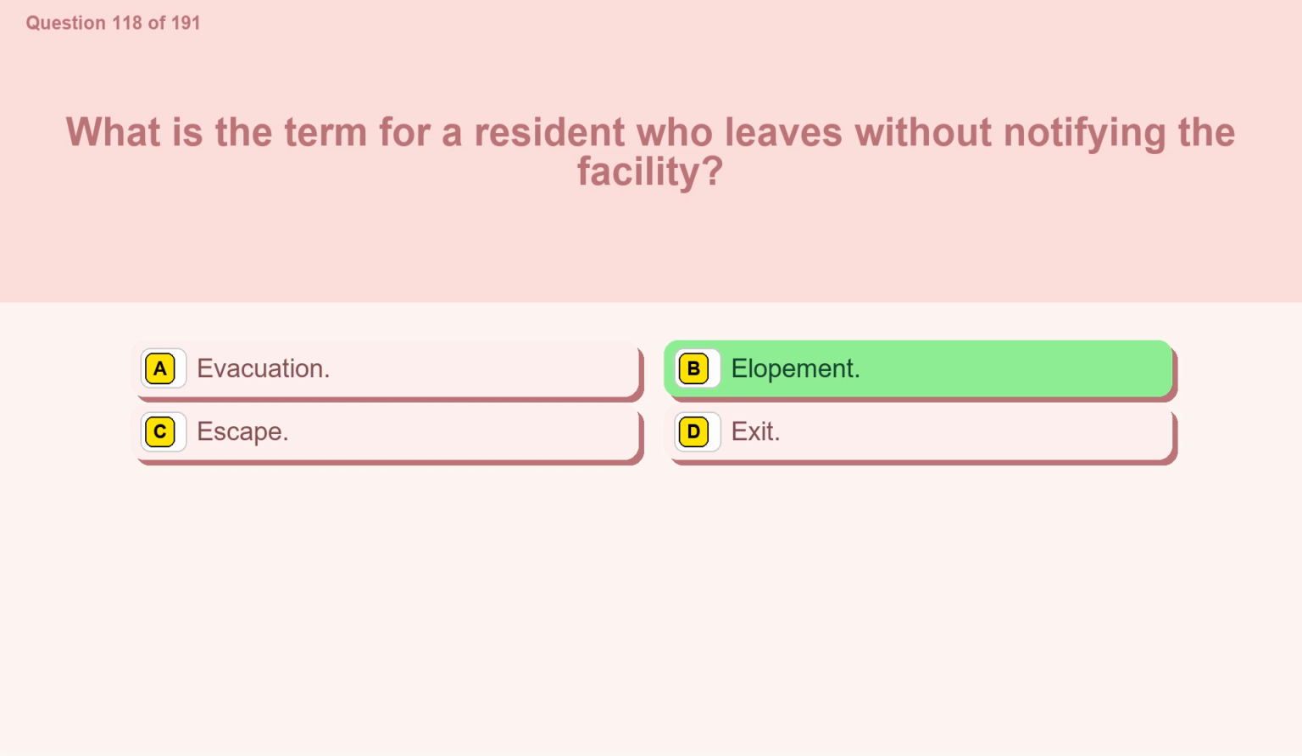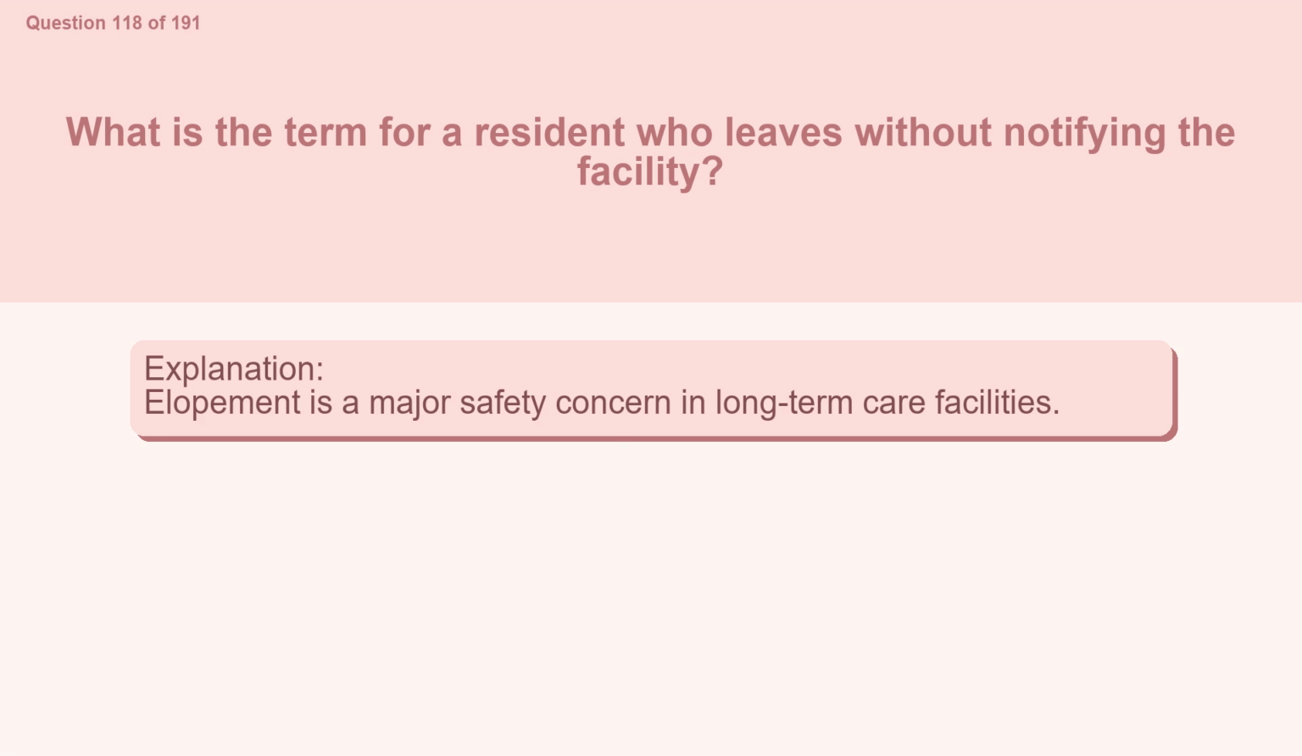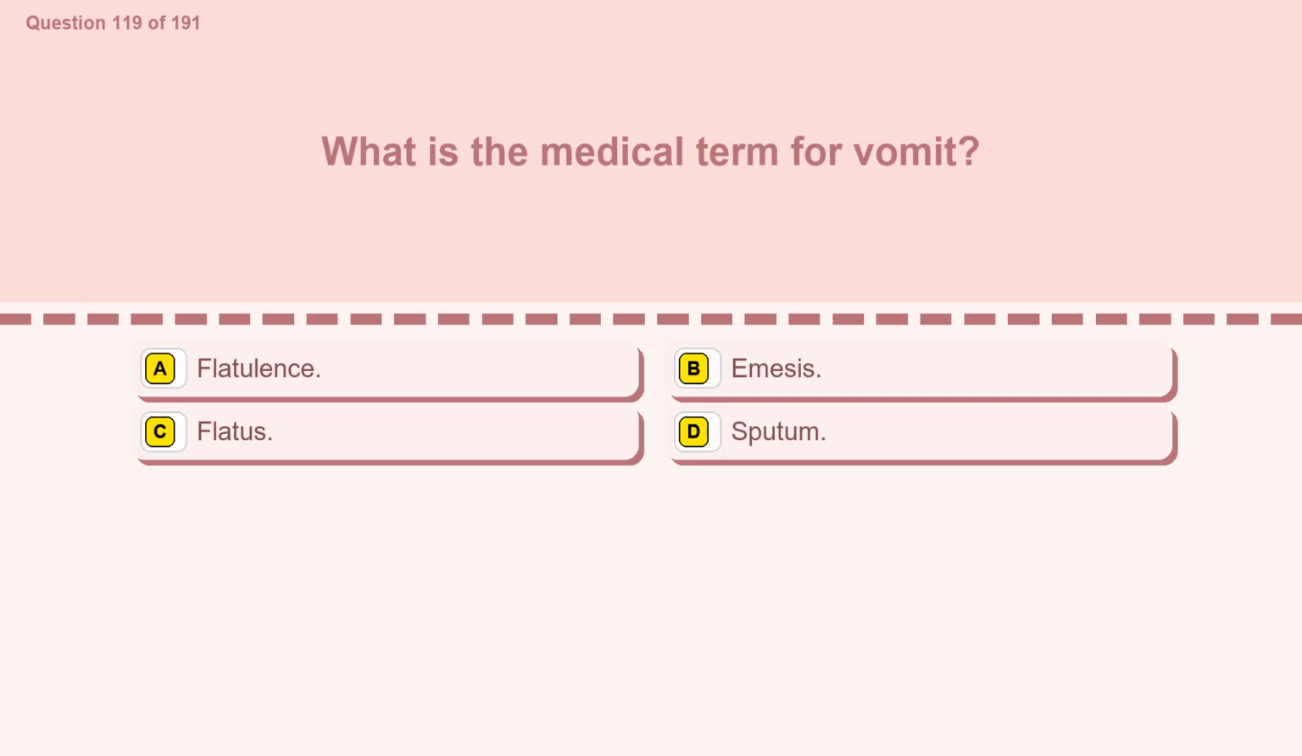The correct answer is option B, elopement. Elopement is a major safety concern in long-term care facilities. Question 119. What is the medical term for vomit? Option A, flatulence. Option B, emesis. Option C, flatus. Option D, sputum.